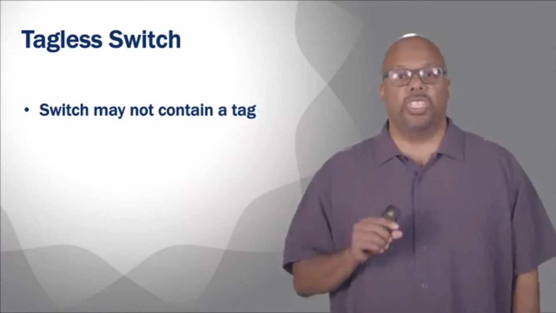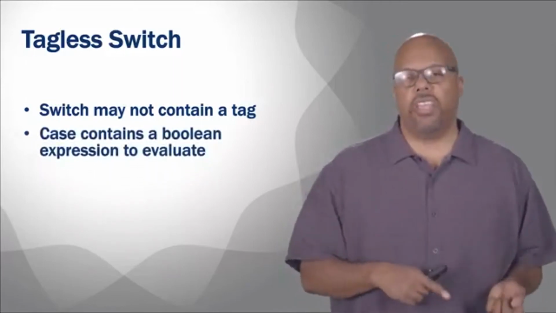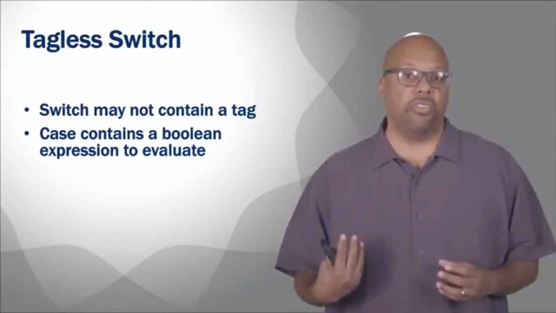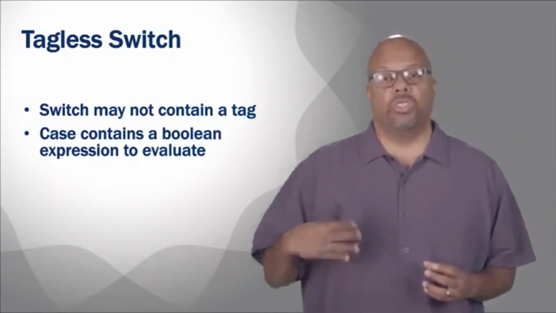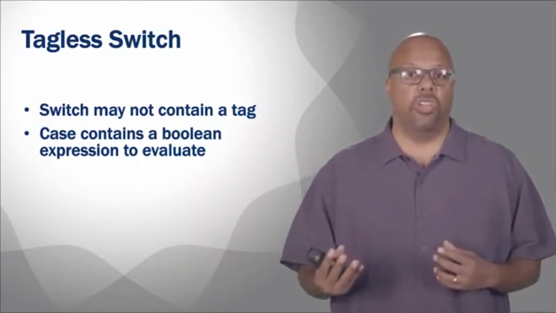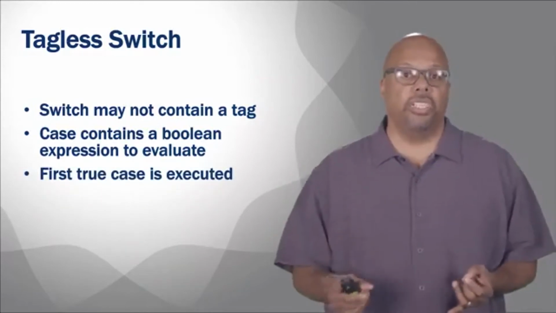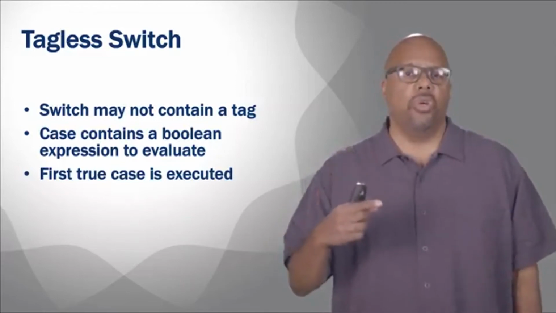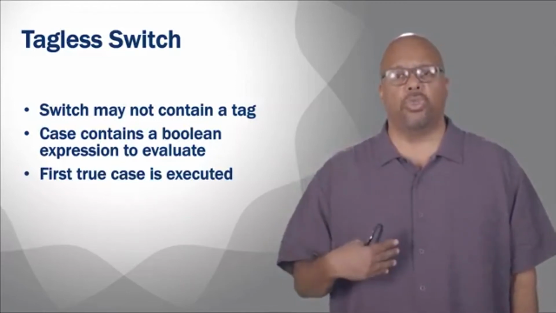And when you do that, the case that actually gets executed is the first case whose expression is true. What I mean by this is when you don't have a tag in the switch, then each case, instead of having a constant after it, will have some expression that resolves to a Boolean, true or false. And if that Boolean is true, then that's the case that's executed. It'll execute the first case whose condition is actually true.